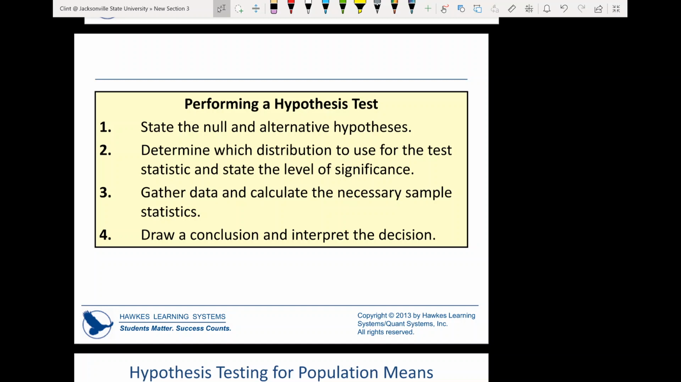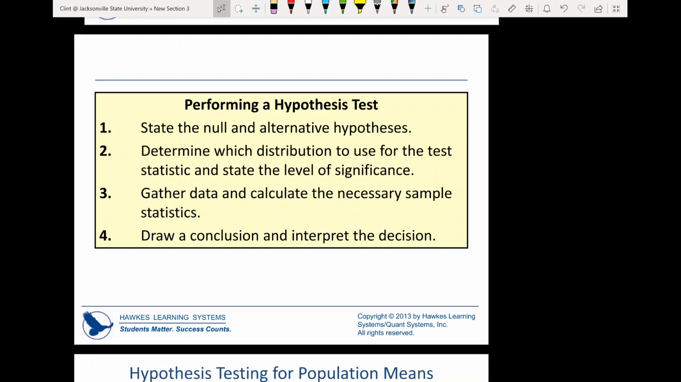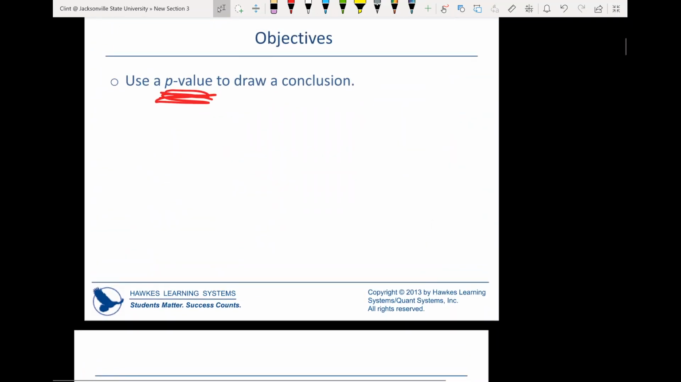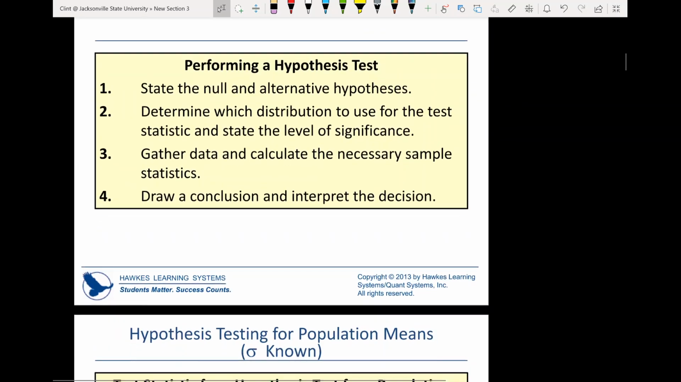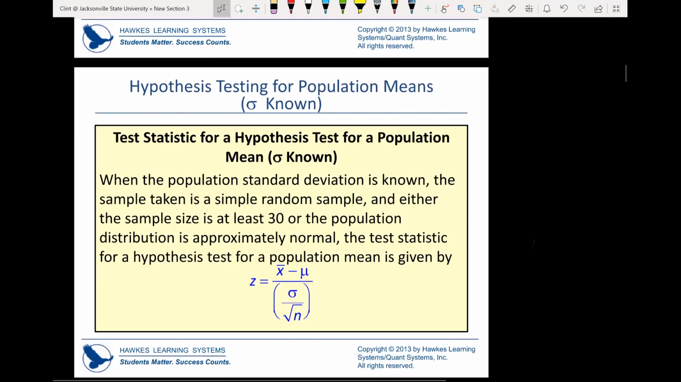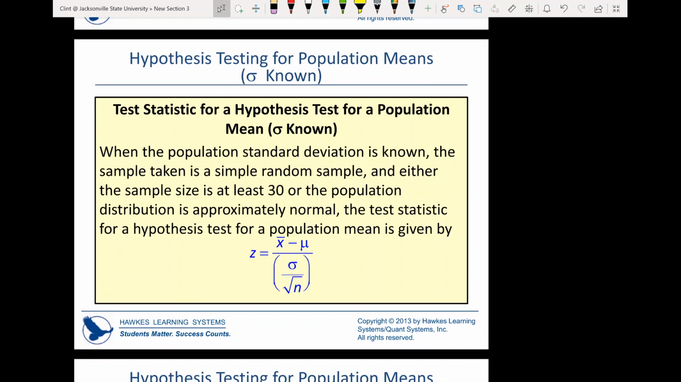In this video, the main thing I want to talk about is this idea of how we come up with a p-value. We'll look at the formula for a test statistic, but we're going to focus on this p-value idea, and then I'll do another video working some examples. So let's briefly look at our formula for a test statistic.